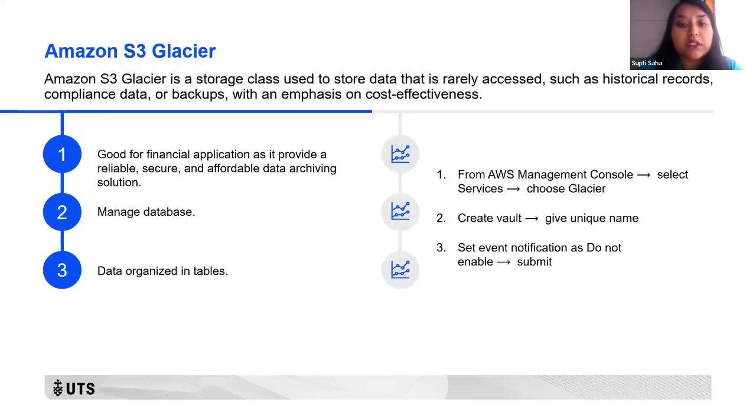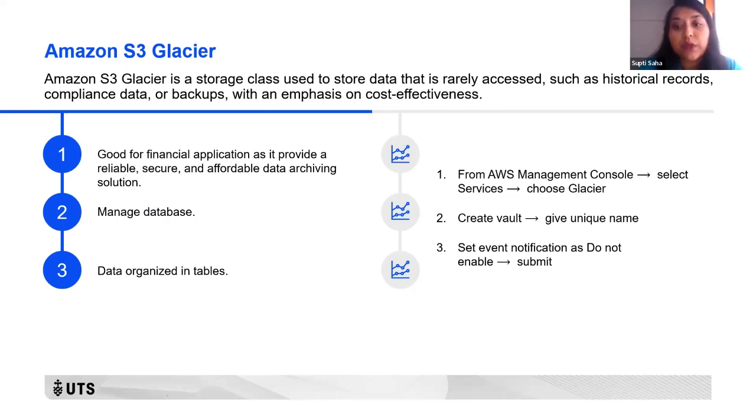The second one is Amazon S3 Glacier, which is a cost-effective archival storage service, ideal for long-term data retention with 99.99% durability. It offers secure data encryption, scalable storage, and flexible retrieval options while meeting compliance requirements, making it a reliable choice for archiving and backup needs.